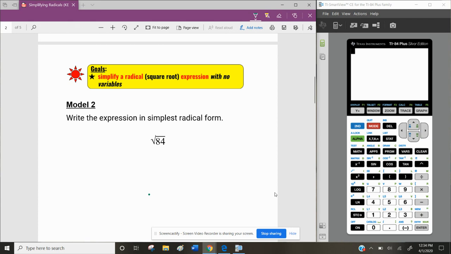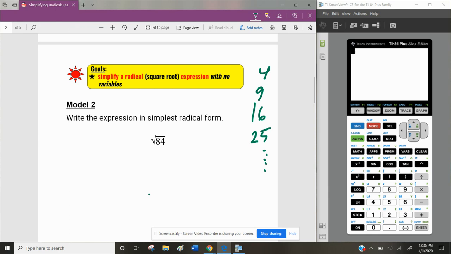So here it might be more useful for us to use our graphing calculator. Again, we are looking for not only numbers that multiply into 84, but perfect squares that multiply into 84. Again, perfect squares would be 4, 9, 16, 25, etc.